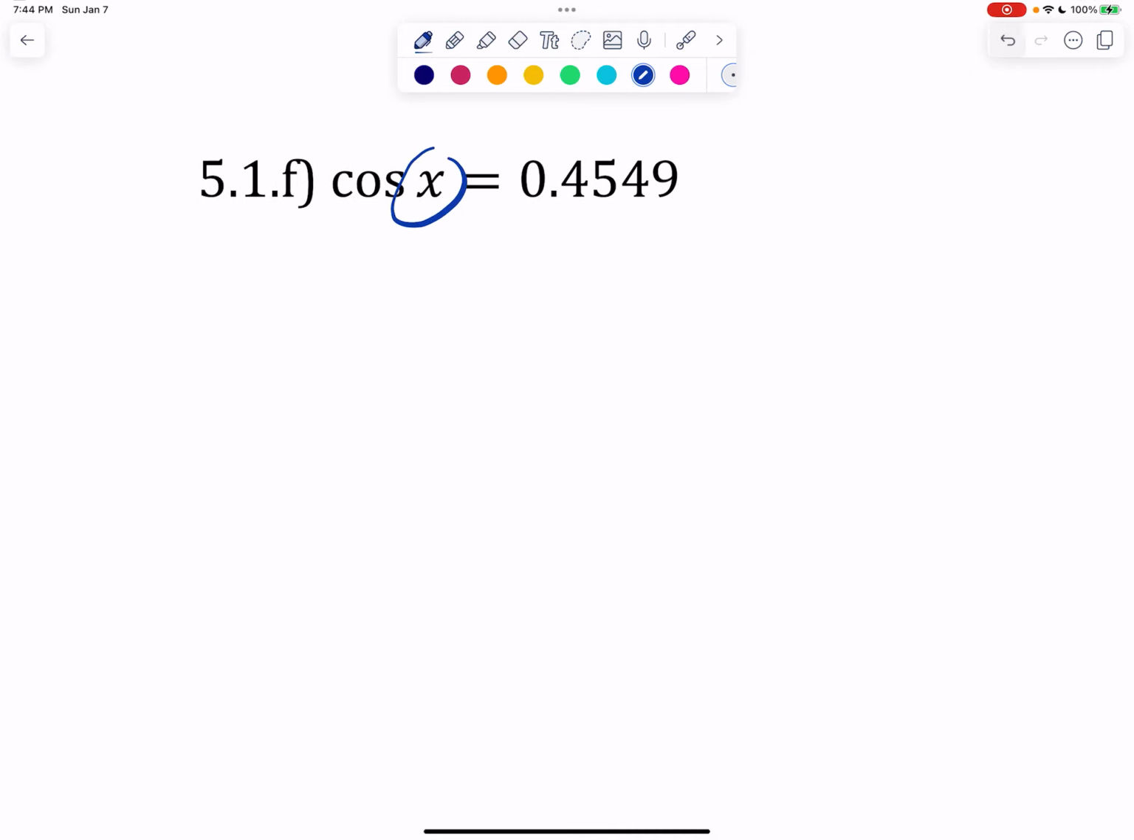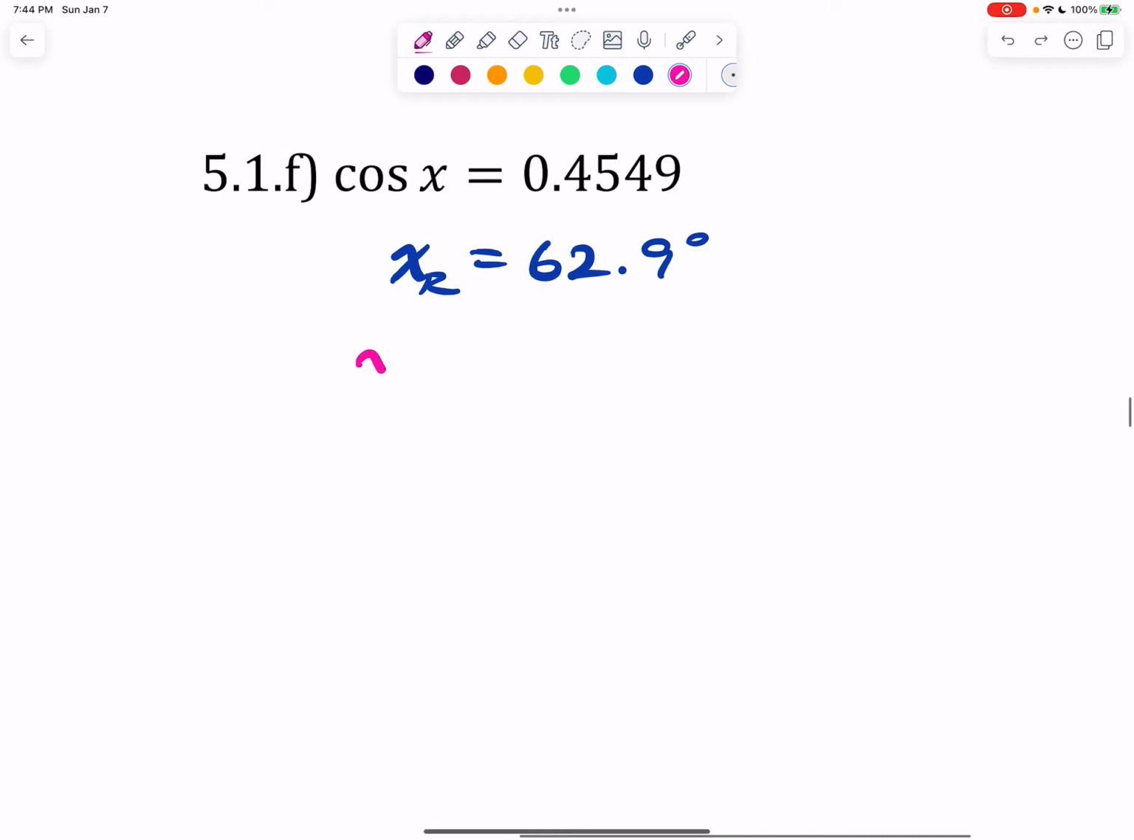X. It's not a Greek letter, but we're still going to find the reference angle. Inverse cosine of 0.4549 gives us a reference angle of 62.9 degrees. We note that X must be in quadrant 1 or quadrant 4, since we are dealing with a positive cosine ratio.